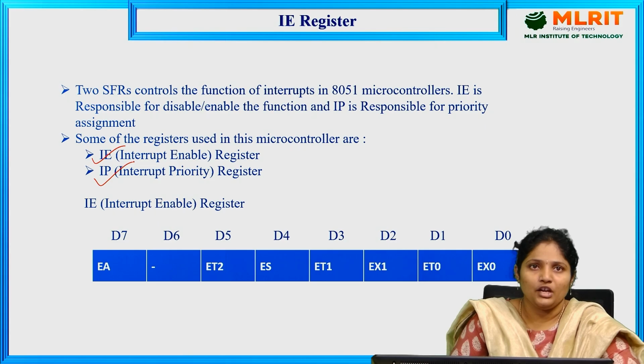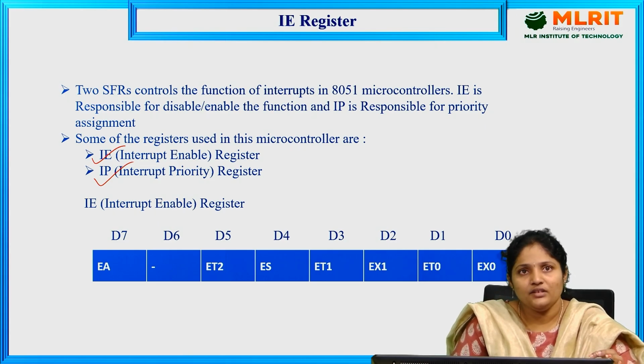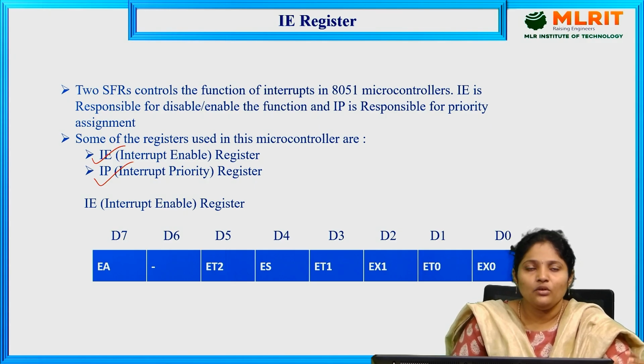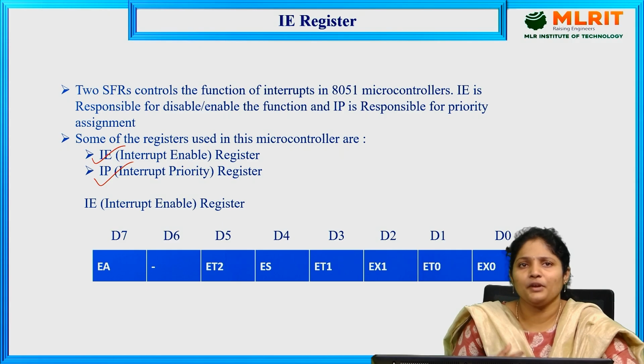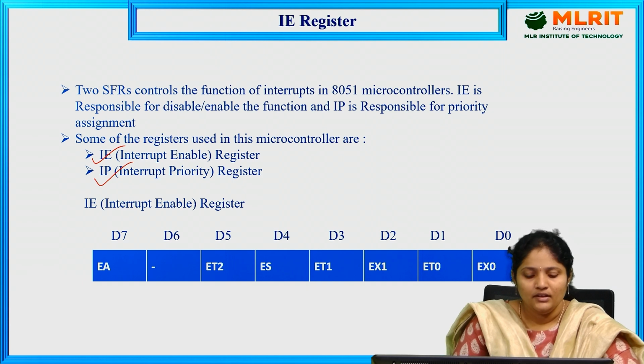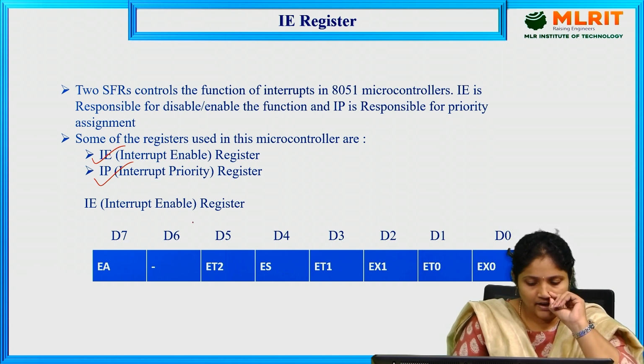IE is the register which enables all the interrupts, and it can also reset the interrupts. And IP is the interrupt priority register. This register is used to set the priority levels. So if we want a particular interrupt to have the first priority, we can set that by using this IP register. Okay. Yes, coming to the IE, the interrupt enable register.